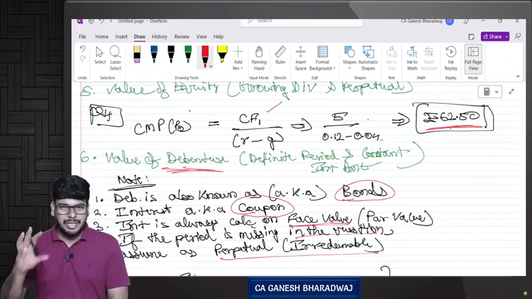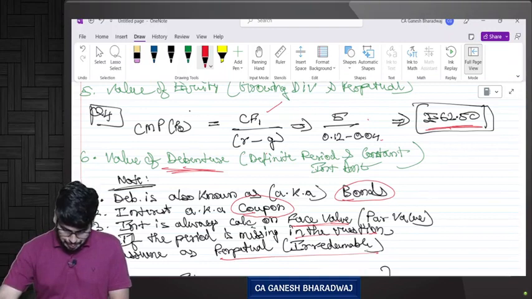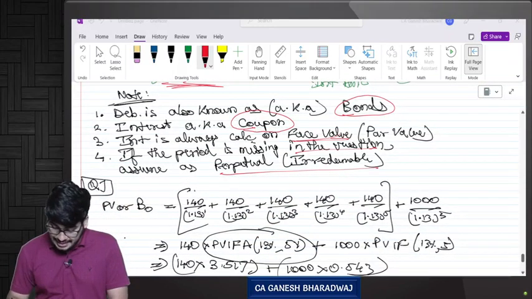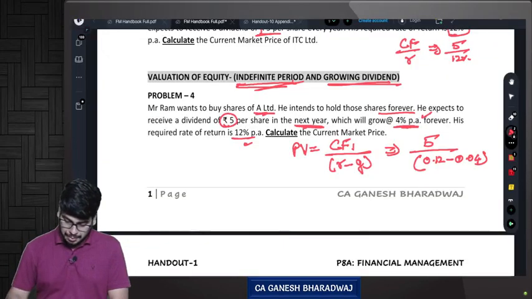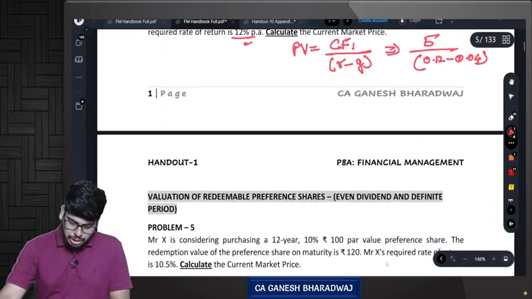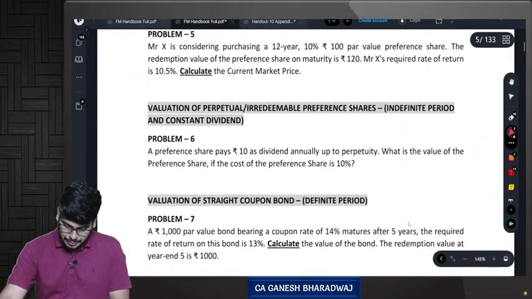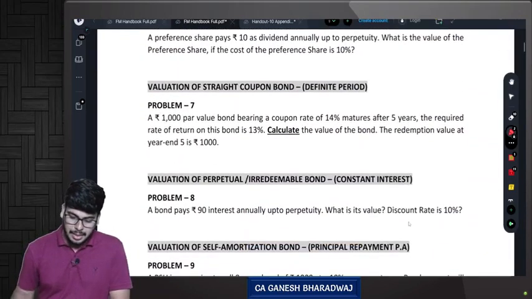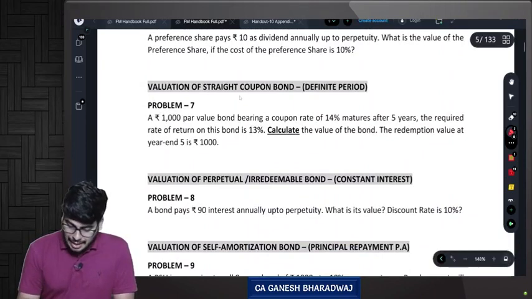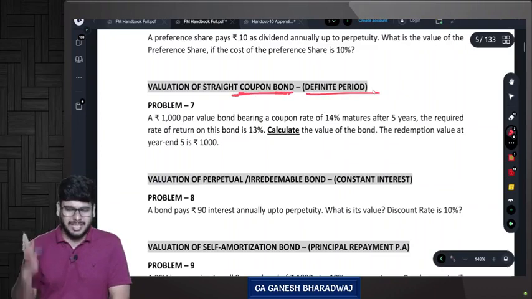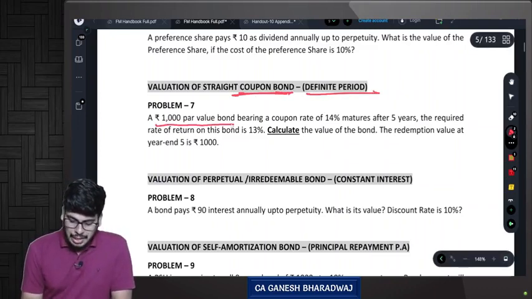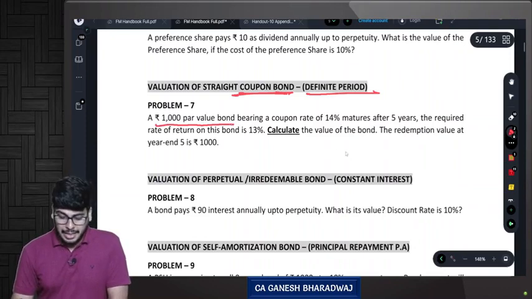Yes. Now with this, let us go to question number 7. Please take your handbook. Question number 7. Look at this: valuation of straight coupon bond for a definite period. We will just see what it is. A 10,000 rupees par value bond bearing a coupon rate of 14%.